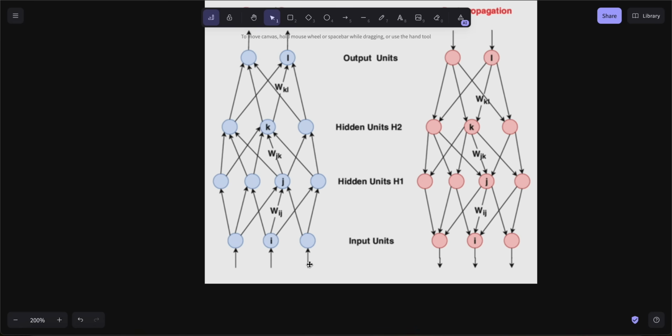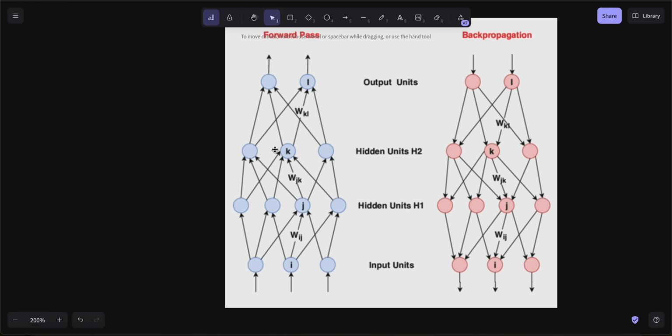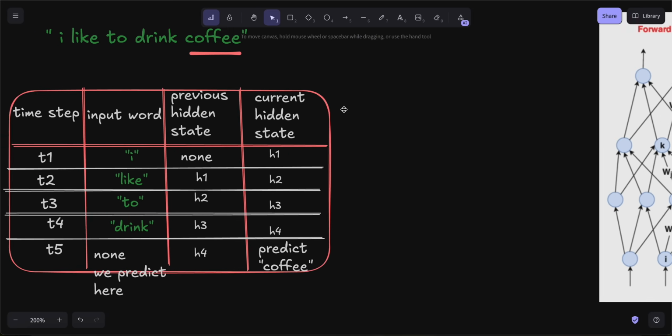And here you can see there are multiple hidden layers. There's like 2 hidden layers, and finally it creates the output. And then the output goes back to create the error term and then adjust the weights from the hidden layers and the inputs, and then it goes back again. So that's called back propagation and forward pass.